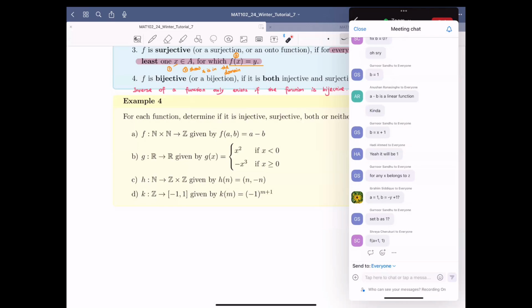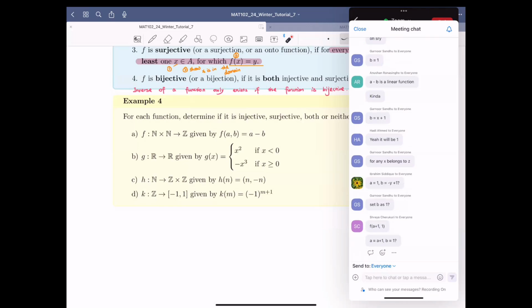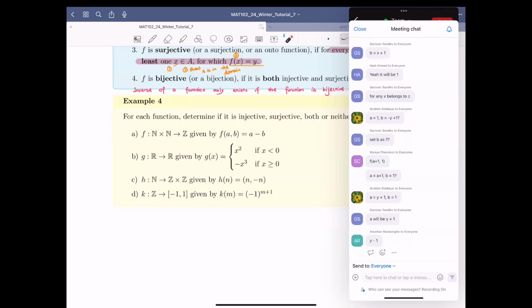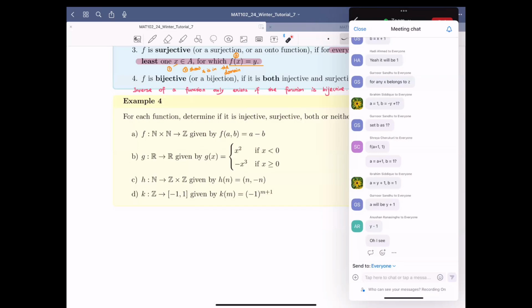Set B as 1, okay? What about A? A is Y plus 1, and B is 1. Okay, Y plus 1. Again, what if my Y is -3? Then A is not. Do you guys see it? Still no. You're getting there, but no. Anyone else wanna give it a try?